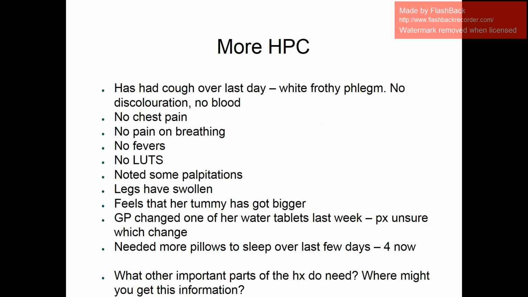We then continue to drip feed information about the history of the presenting complaint, again asking the next individual to interpret what they have been told, and then what other important parts of the history do we need, and also where we might get this information. Once that person has given their opinion, the group is, as always, encouraged to answer any questions.